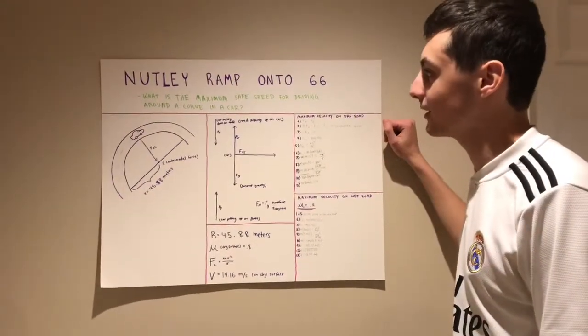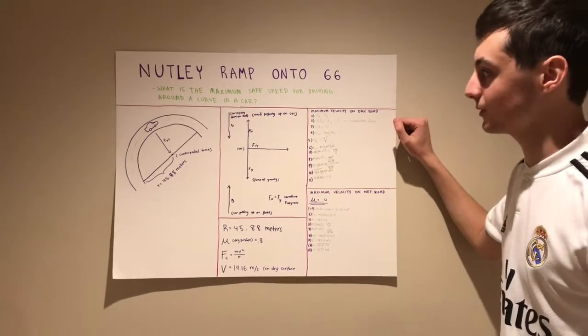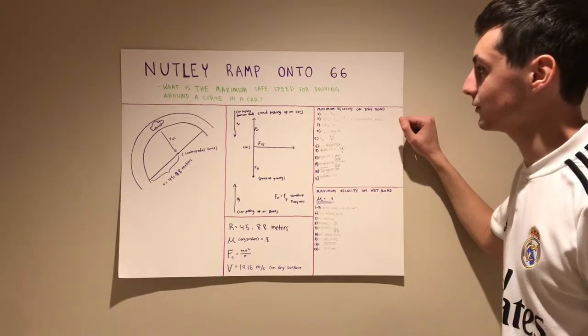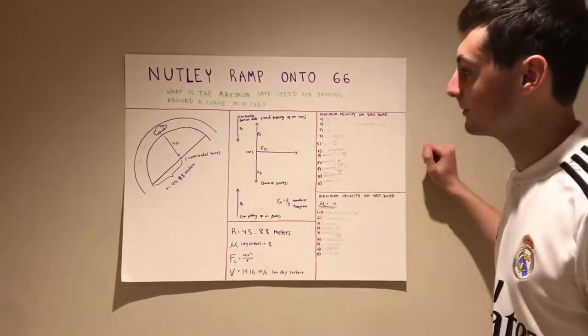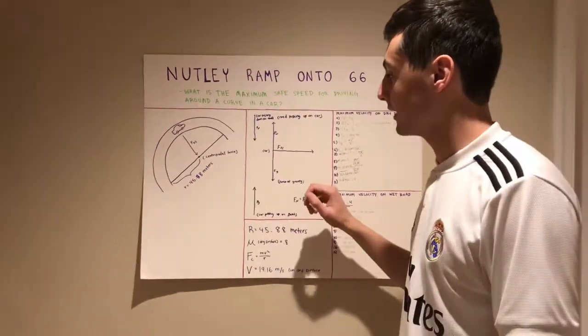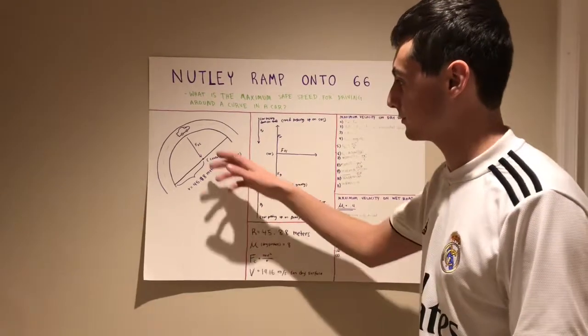Okay, so for our project, we did the Nutley on-ramp onto 66, and our central question was, what is the maximum safe speed for driving around a curve in a car? So here we have our diagram of the on-ramp, and we found that the radius is 45.88 meters, and the force acting on the car is force of friction.